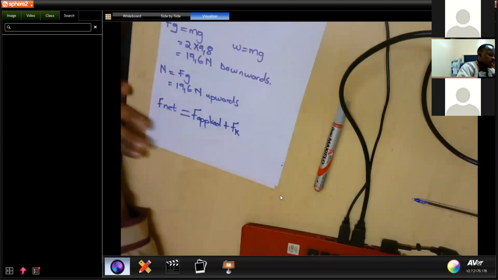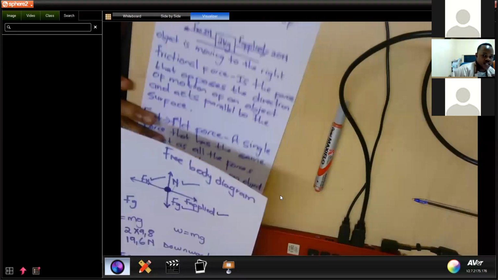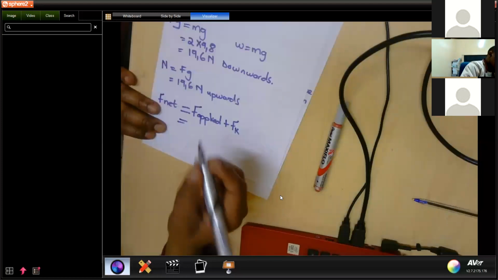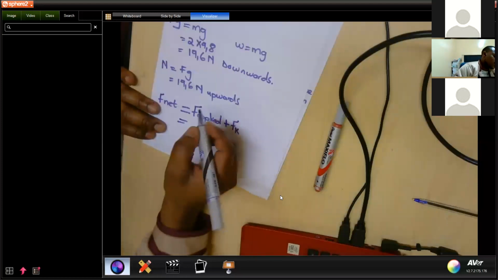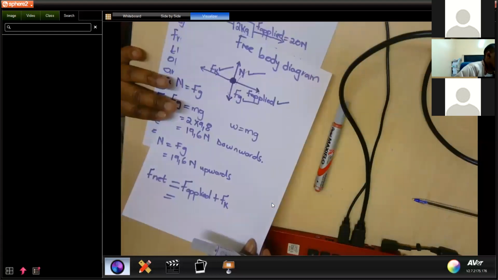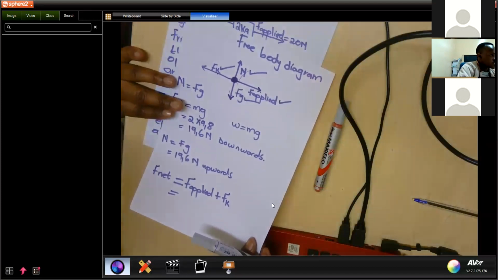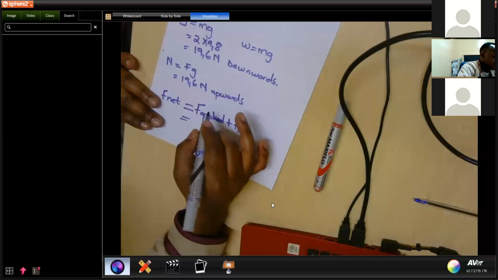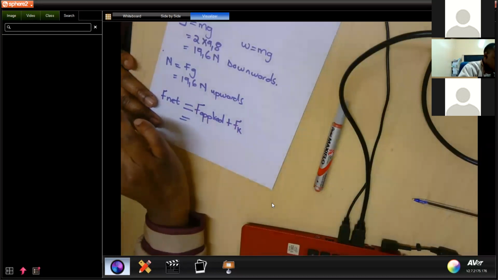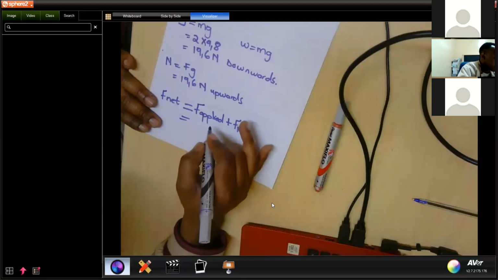Now, from our diagram, we noted that the magnitude of the applied force is 20 newtons. So we are going to substitute 20 there. And we also know that the magnitude of the frictional force is 3 newtons. But remember that we are dealing with forces. And if we are dealing with forces, then you remember that a force is a vector quantity. In other words, it has both magnitude and direction.